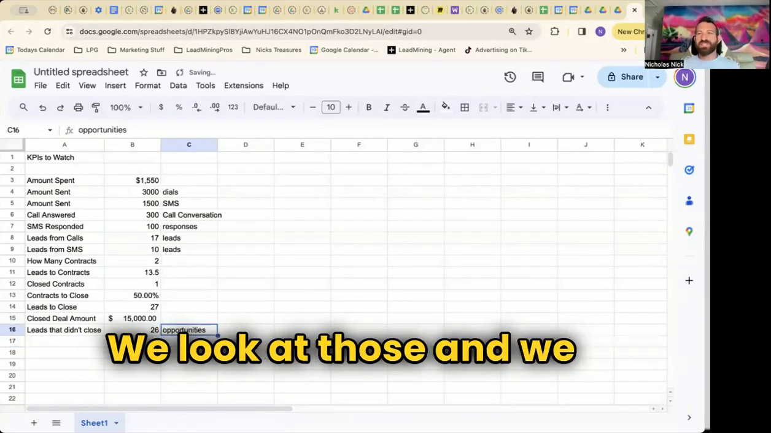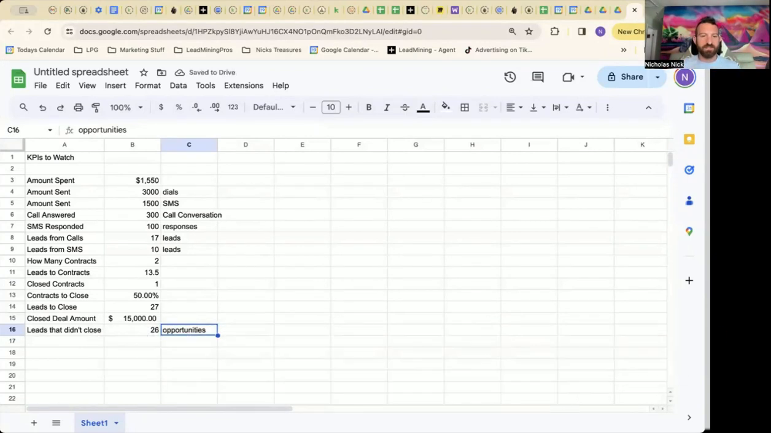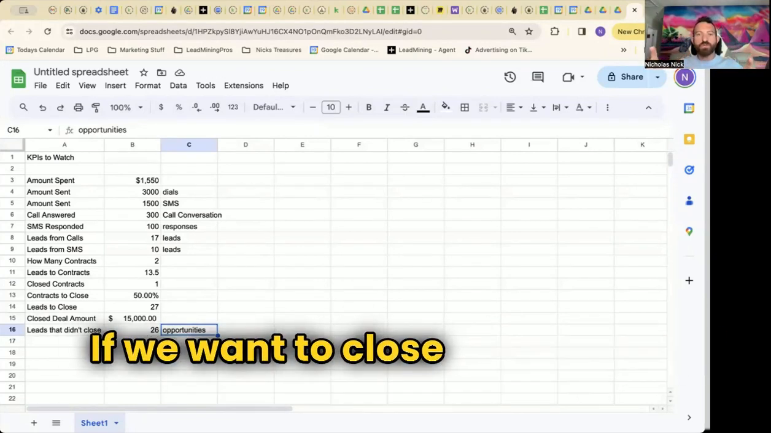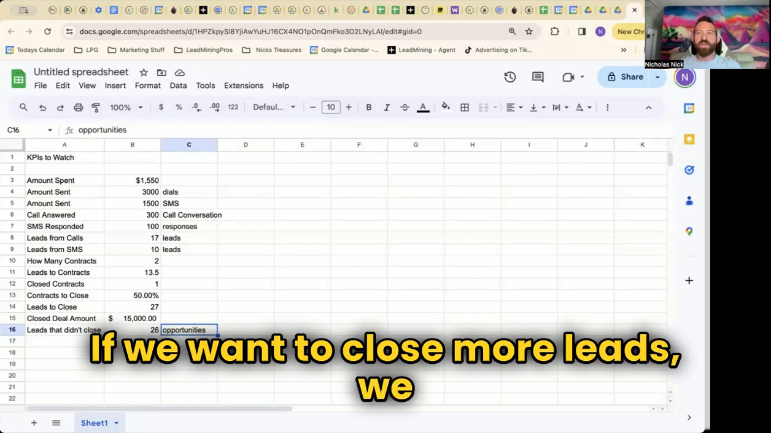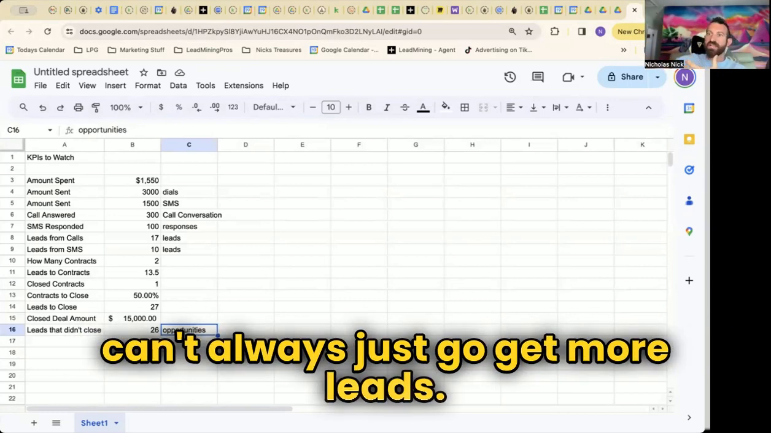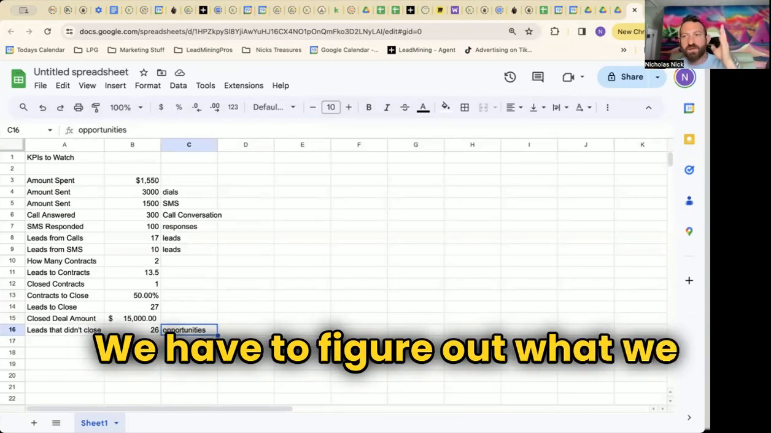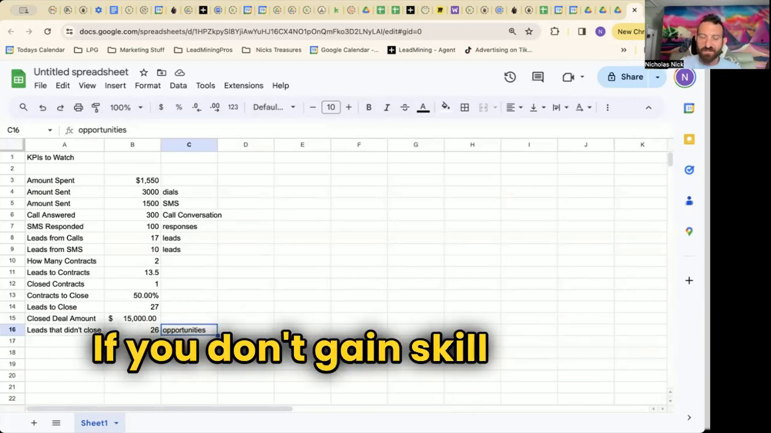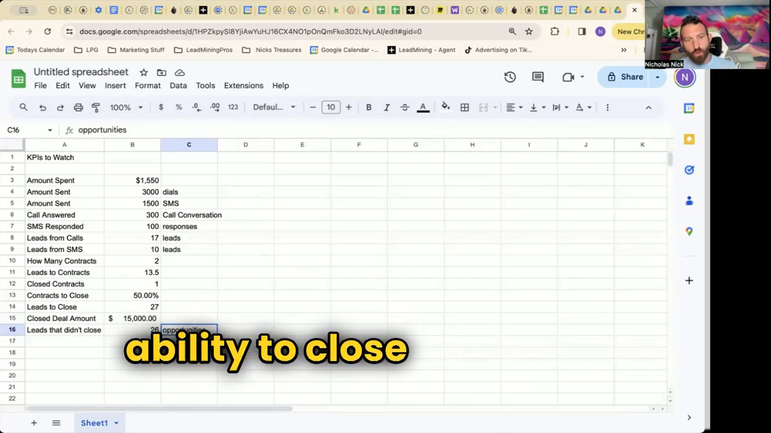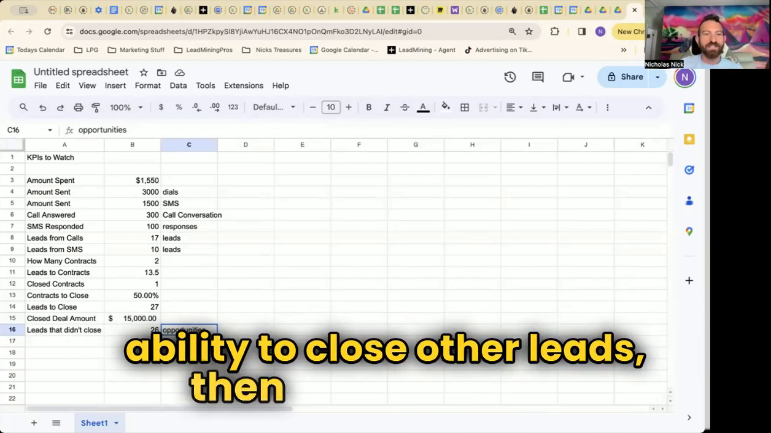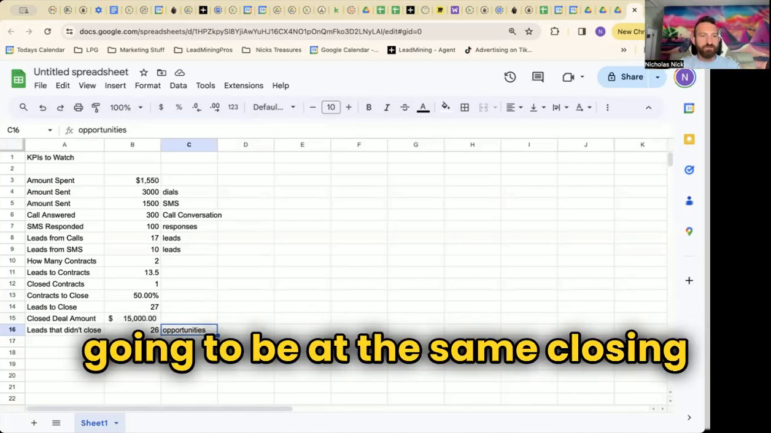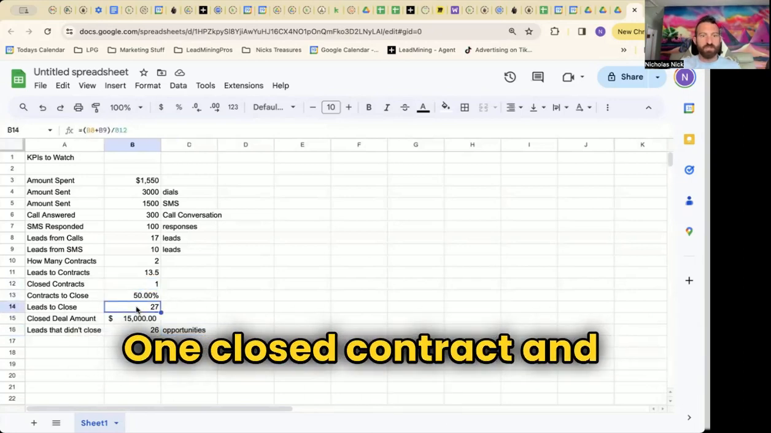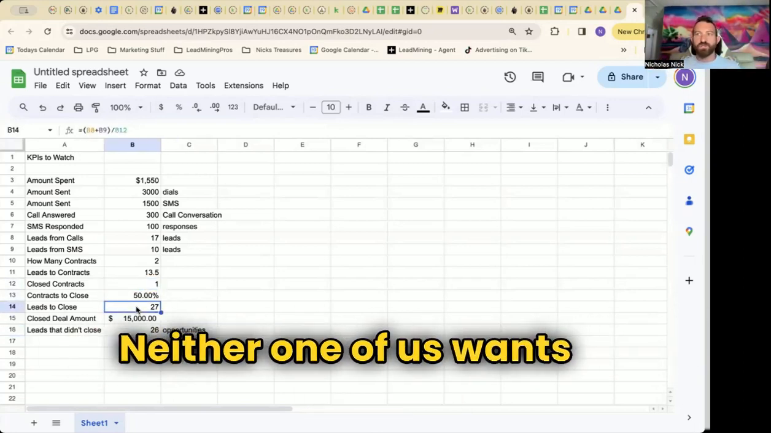We look at those and we say, what did we miss? If we want to close more leads, we can't always just go get more leads. We have to figure out what we missed. If you don't gain skill and the ability to close other leads, then you're always going to be at the same closing ratio, 1 closed contract in 27 leads. Neither one of us wants you there.